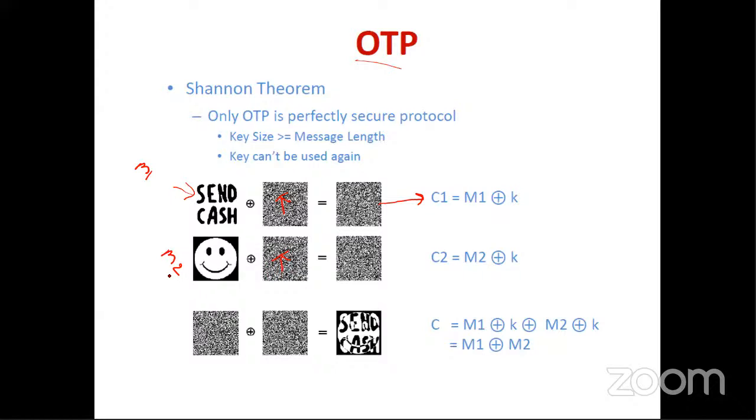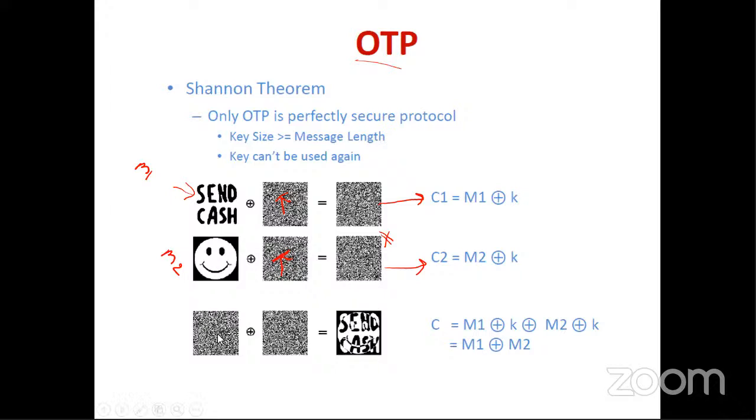Let's suppose this is another message, M2, using the same key. Ideally the OTP suggests that we should not reuse it, but suppose we reuse this K here for a different message M2. Then we will also get a completely random thing. So C1 and C2 are not equal. But what is common is that they both have this XOR with K.